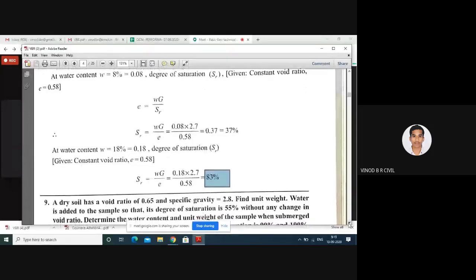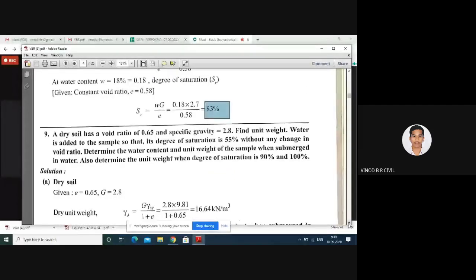And the next problem: a dry soil has a void ratio of 0.65 and specific gravity G value 2.8. Find the unit weight, and water is added to the sample so that its degree of saturation is 55% without any change in the void ratio. Determine the water content and unit weight of the sample when submerged in water. Also determine the unit weight when degree of saturation is 90% and 100%.